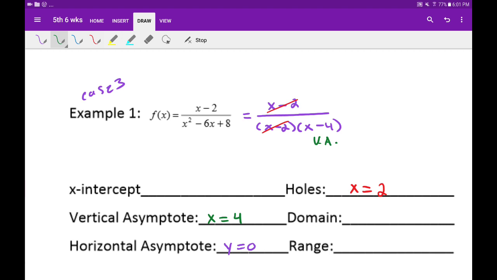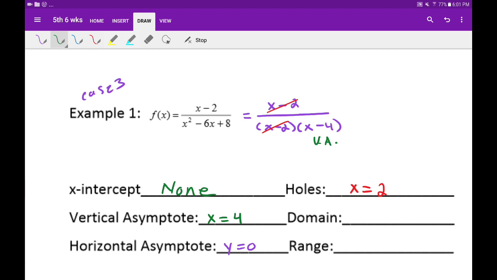Okay, in this one, as far as having x-intercepts, there aren't any because we have a horizontal asymptote through 0, y equals 0, which is the x-axis. So the function can't intersect any of those x's, so there are no x-intercepts.